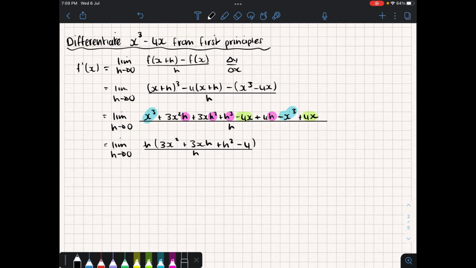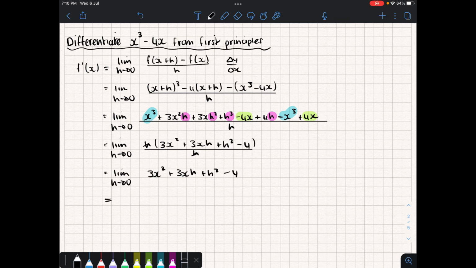Now, like before, we can finally cancel out the h in the denominator, and that's good because now I can assess the limit as h approaches 0. Before I couldn't, because I can't assess the limit when I have 0 on the denominator. So this is equal to the limit, and we'll just tidy up so we can see what's going on. We have the limit as h approaches 0 of 3x squared plus 3xh plus h squared minus 4. And so now we're finally ready to assess our limit.